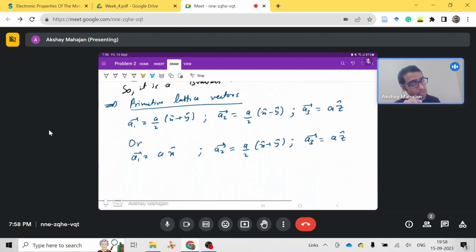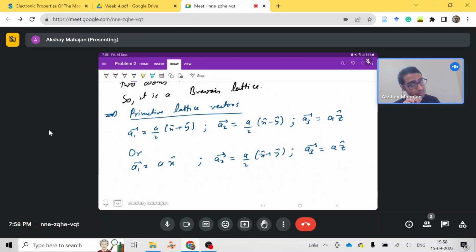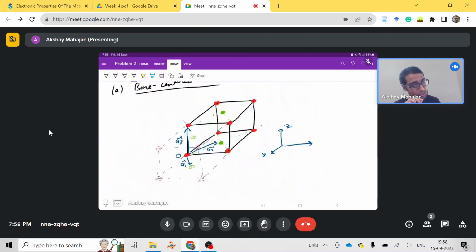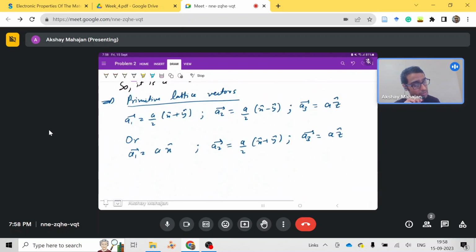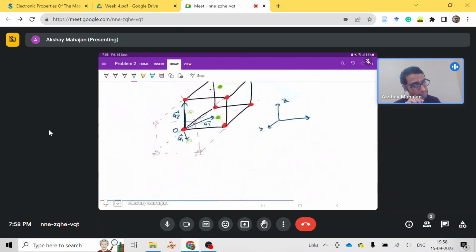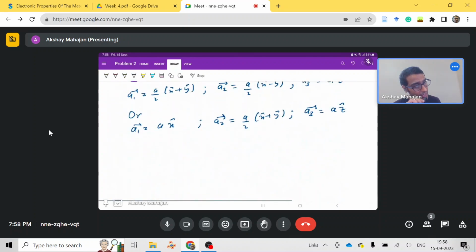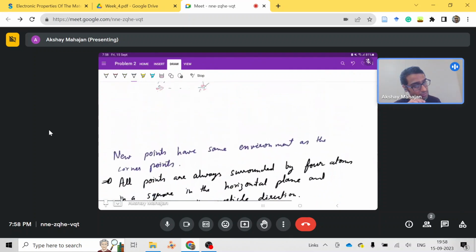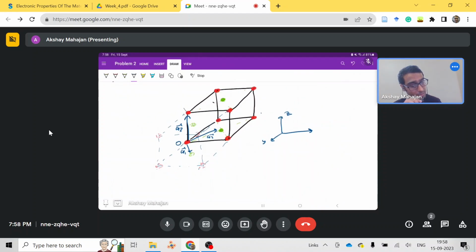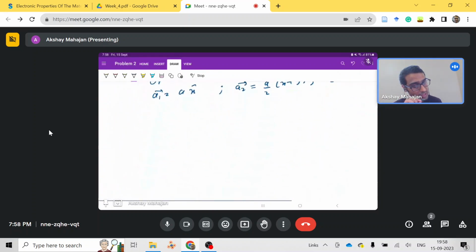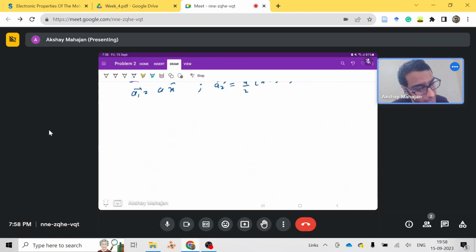Similarly, we can have this a times of x cap. You can check that if, instead of this, you take a times of x cap, then from a red point you will go to a red point. A by 2 x cap plus y cap will give you a green point, and then the A3 vector a z cap will again give you a red point. You will see that even that will form your lattice. So this I will leave for you to check. Alright, now let's go to the B part.